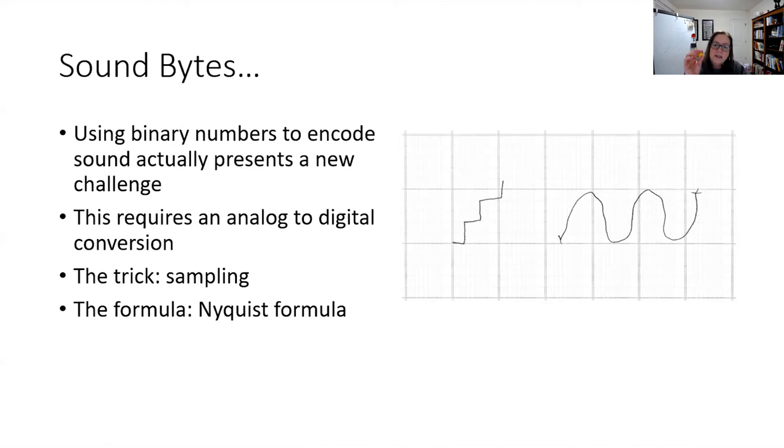If you are listening to some music that has really, really, really low notes, as well as really, really high notes, you're gonna have to sample more often. So how often you need to sample is a reflection of the range of the song you're listening to.